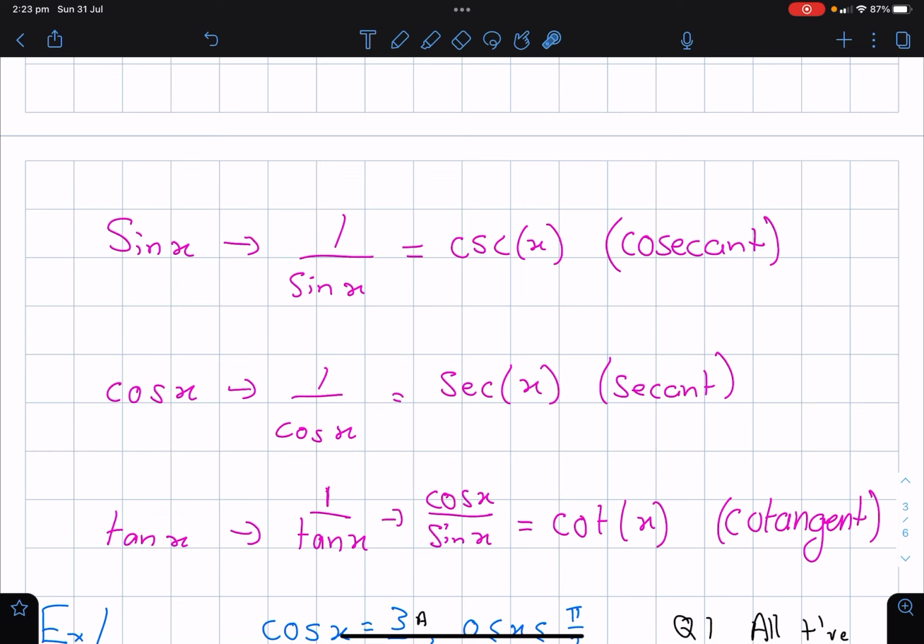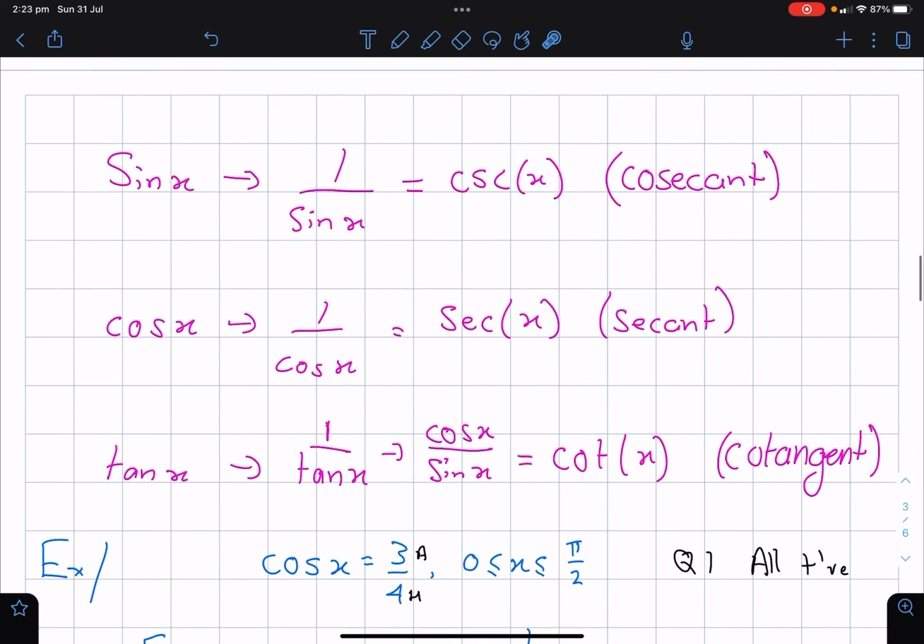Okay, really important that you're not getting confused, because sometimes you see cos in cosecant and you think it's 1 over cos. It's actually 1 over sine. So just bear that in mind.